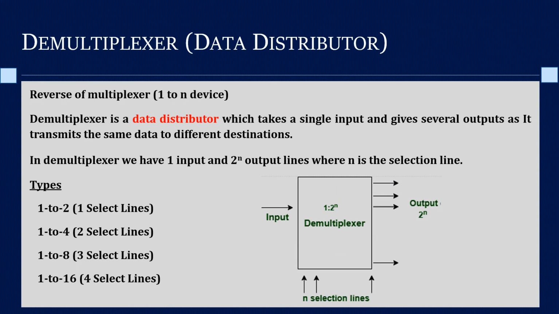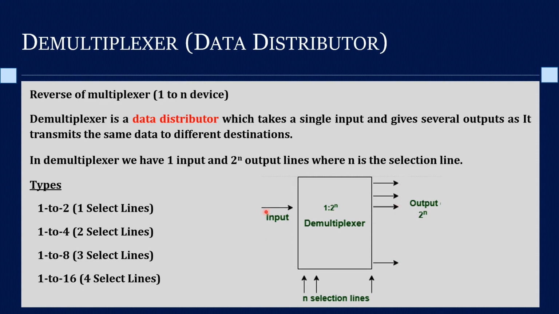Okay, now we know what a multiplexer is. Multiplexer means a many to one device. Demultiplexer performs just the reverse operation of a multiplexer. That is, it is a 1 to n device. It consists of a single input line with many outputs. Since it transmits the same data to different destinations, this demultiplexer can also be called a data distributor. So a demultiplexer is a data distributor which takes a single input and gives several outputs.